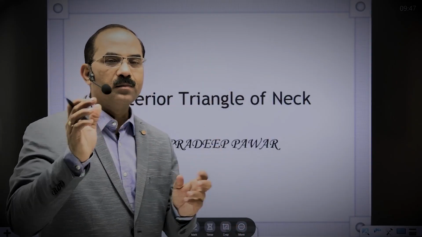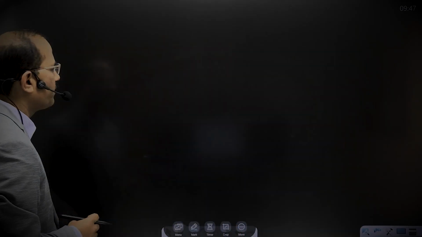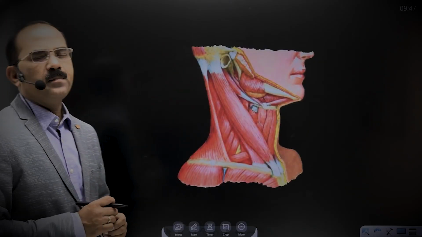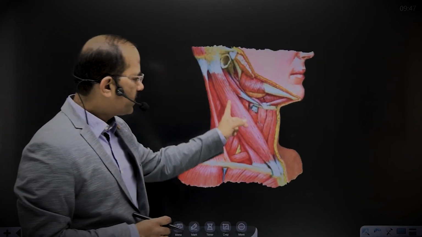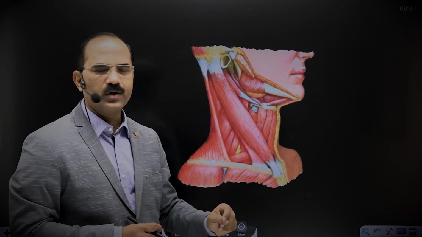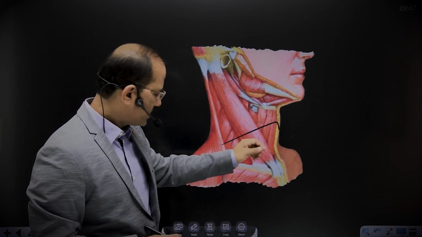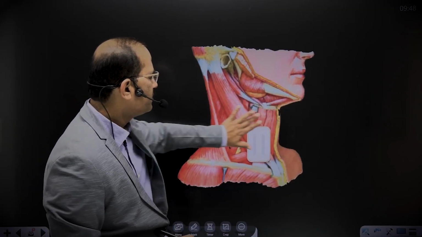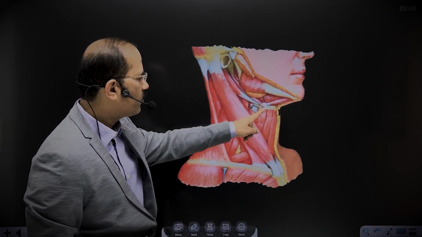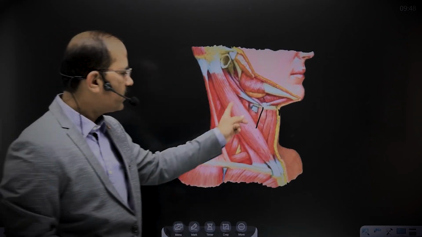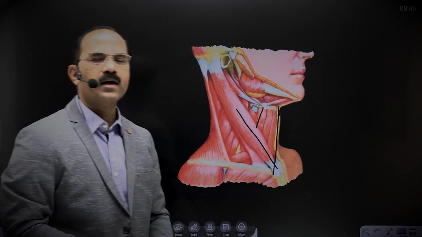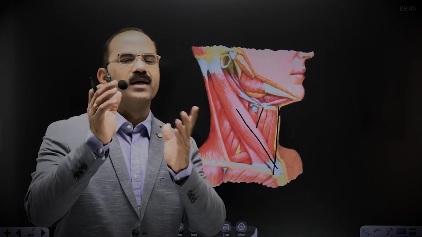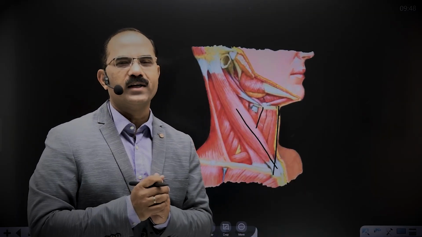Let us start with the muscular triangle. Have a look at this slide. What are the boundaries of the muscular triangle? What's this behind? That's the sternocleidomastoid. What's this in front? That's the midline of the neck. And what is this? That's the superior belly of omohyoid. So superior belly of omohyoid, sternocleidomastoid, and the midline of the neck. These are going to form the boundaries of the muscular triangle of the neck.